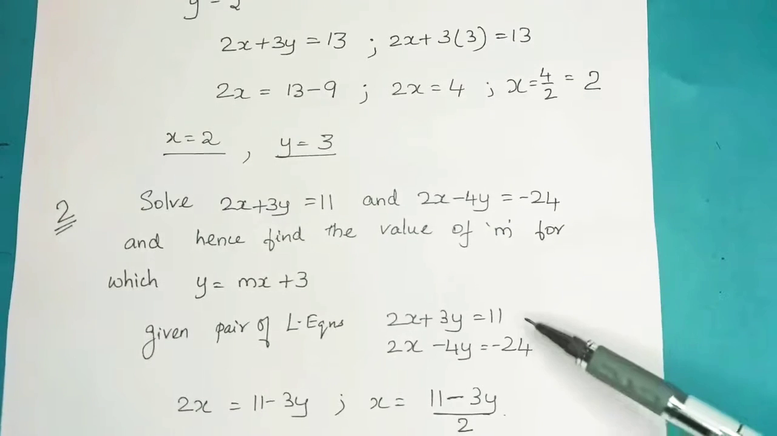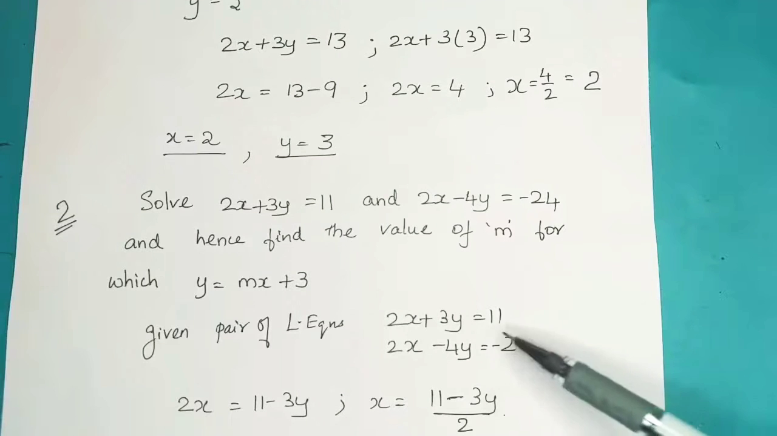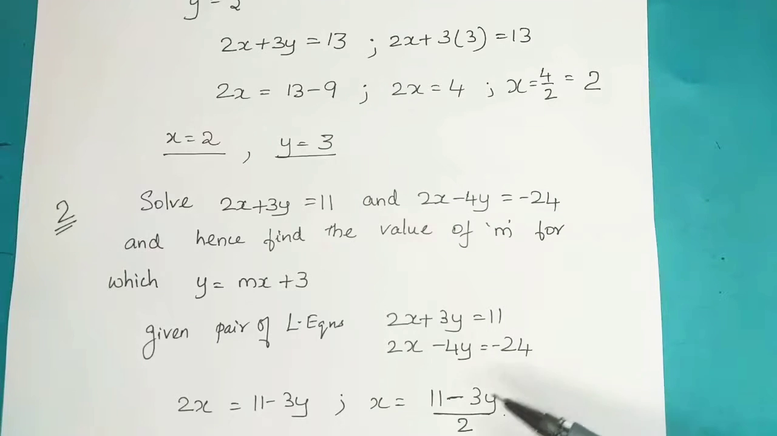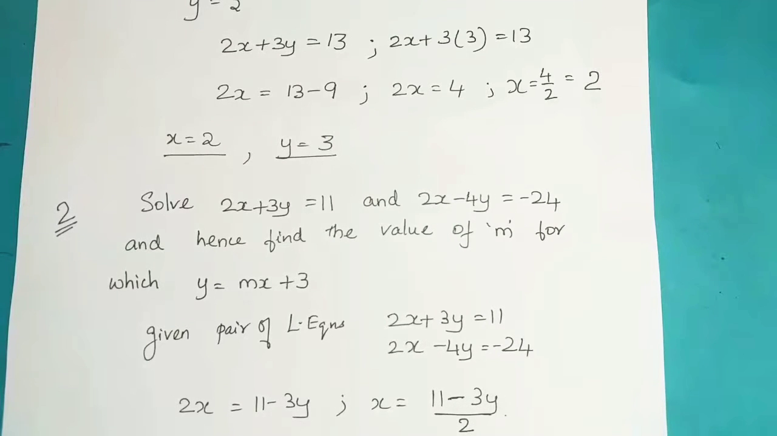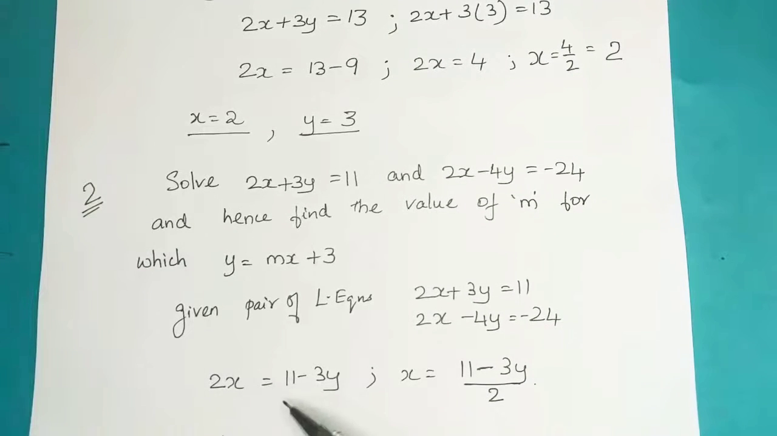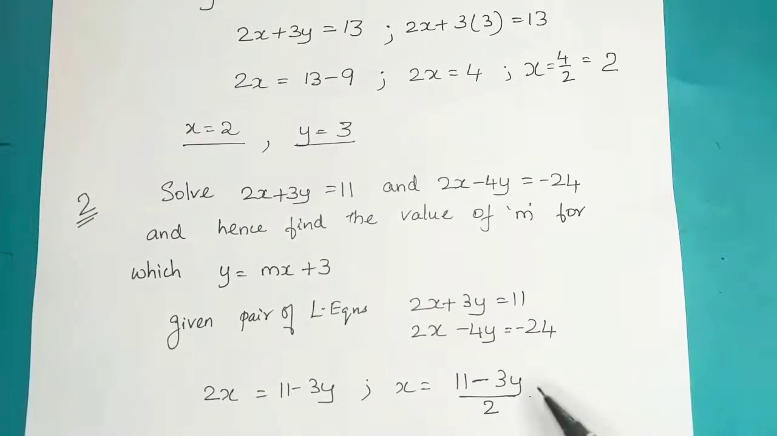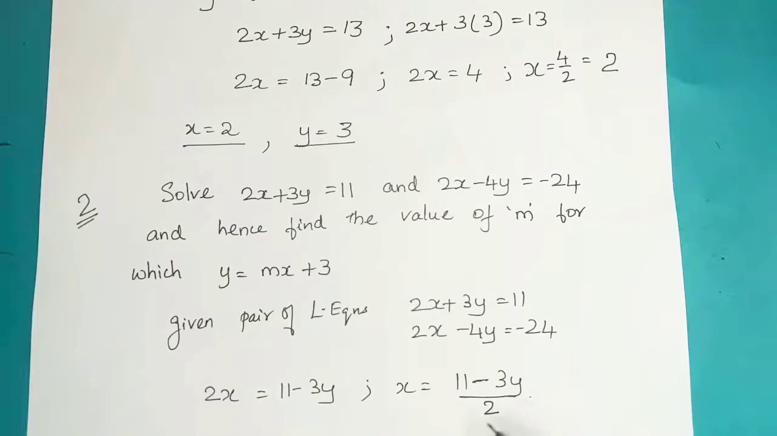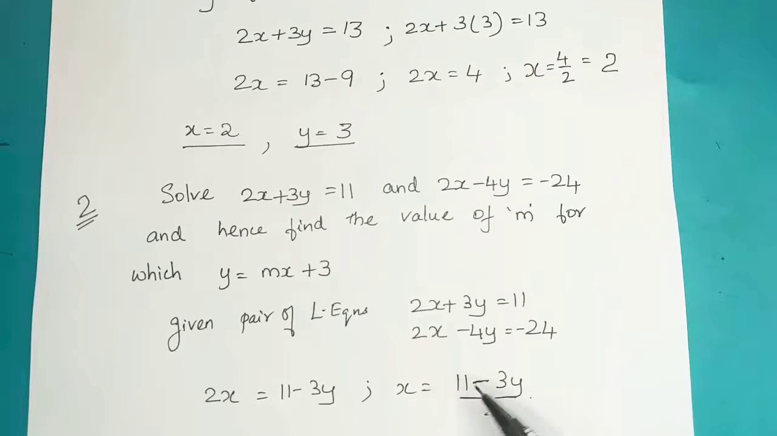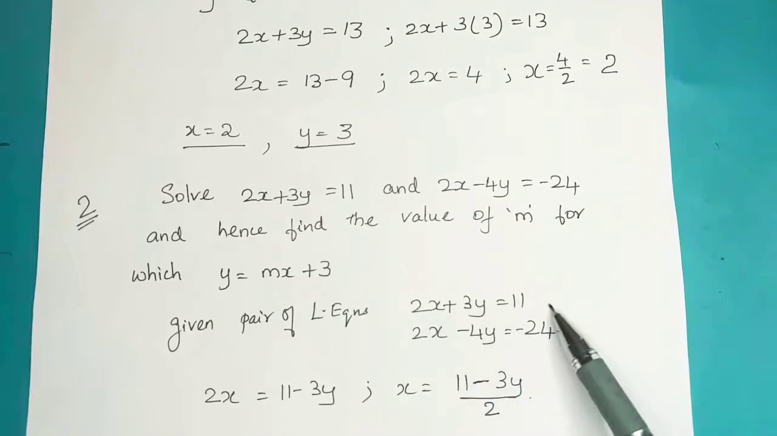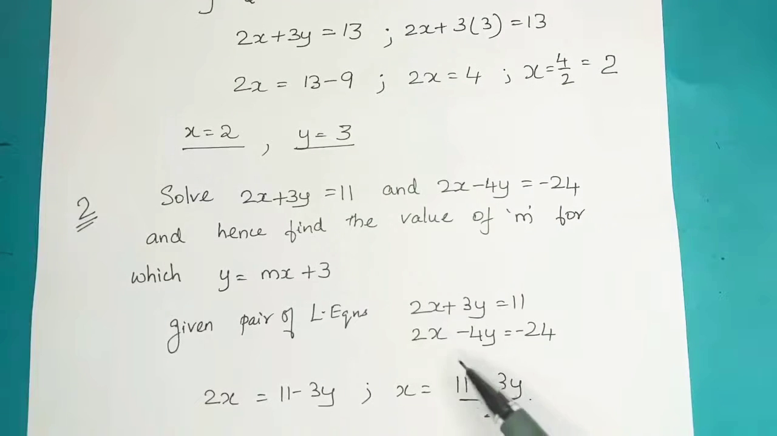We have been given two linear equations here, as you can see. 2x plus 3y is equal to 11 and 2x minus 4y is equal to 24. Since we have been asked to do it by the substitution method, we are going to do all the problems of this exercise by the substitution method. So 2 into x is equal to 11 minus 3y, that is x is equal to (11 minus 3y) by 2. So you got a value of x here, isn't it? We are going to substitute this value in the second equation. So we got the value from the first equation, and this value will be substituted in the second equation.